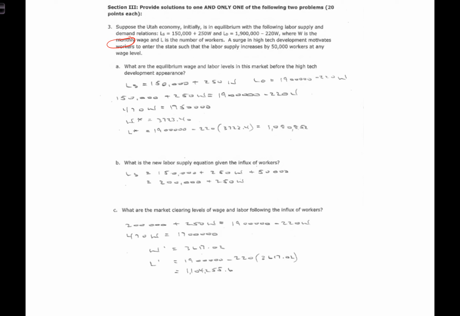So if you think about that, if we look at our curve here and we have a labor supply curve, if it increases by 50,000 at any wage level, that is simply a parallel shift outward to some new labor supply relation. So I first asked the question, what are the equilibrium wage and labor levels in this market before high-tech development appears? Well, we look at the original labor supply, original labor demand, and equilibrate them in the normal fashion. We then end up with a W star of 3723.4.